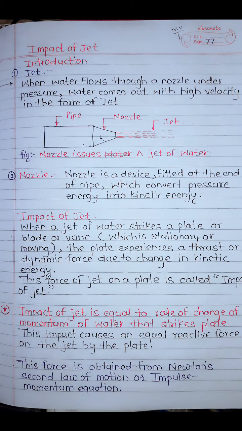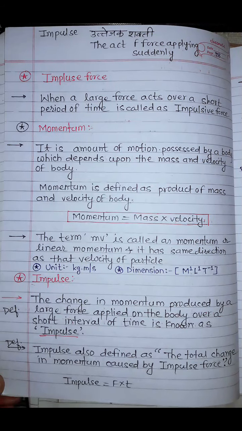Impact of jet can be defined in another way also. When a jet of water strikes a plate or a blade or a vane which is stationary or moving, the plate experiences a thrust or a dynamic force due to change in kinetic energy, and this force exerted on the plate is called the impact of jet. Impact of jet is equal to the rate of change of momentum of water that strikes the plate, and this causes an equal reactive force on the jet by the plate. This force is obtained from Newton's second law of motion or the impulse momentum equation.